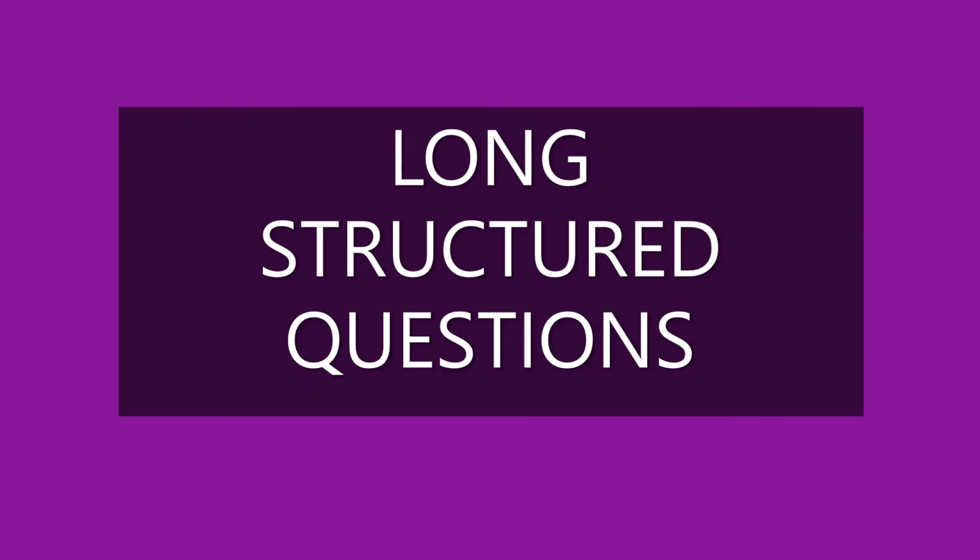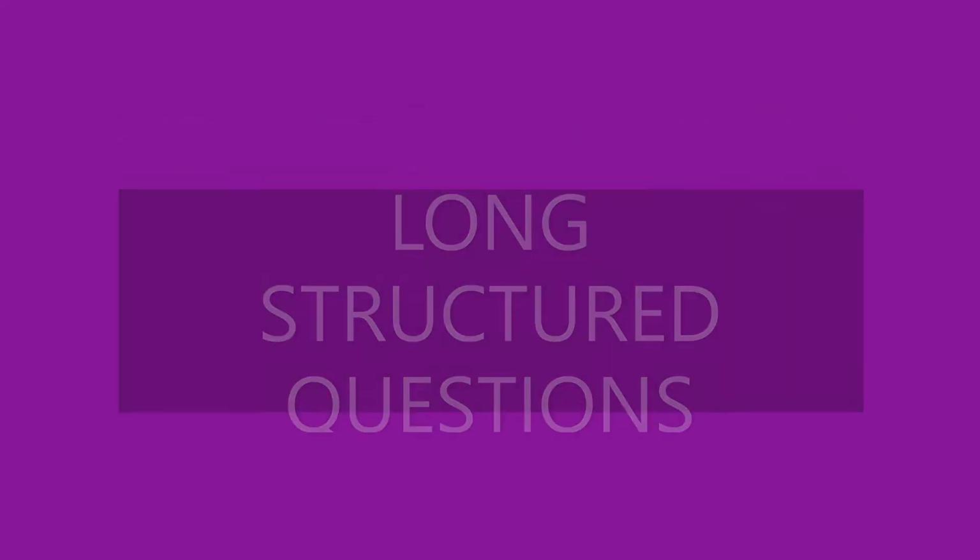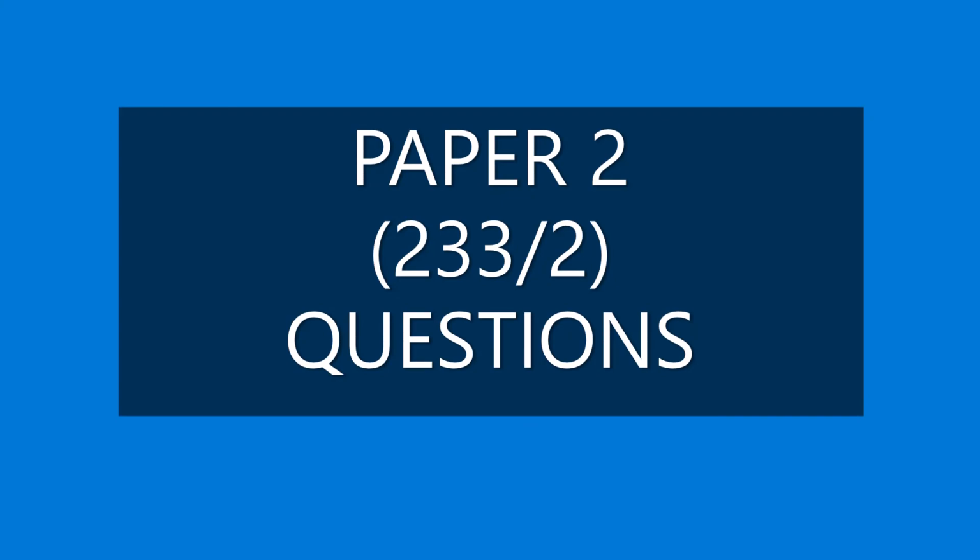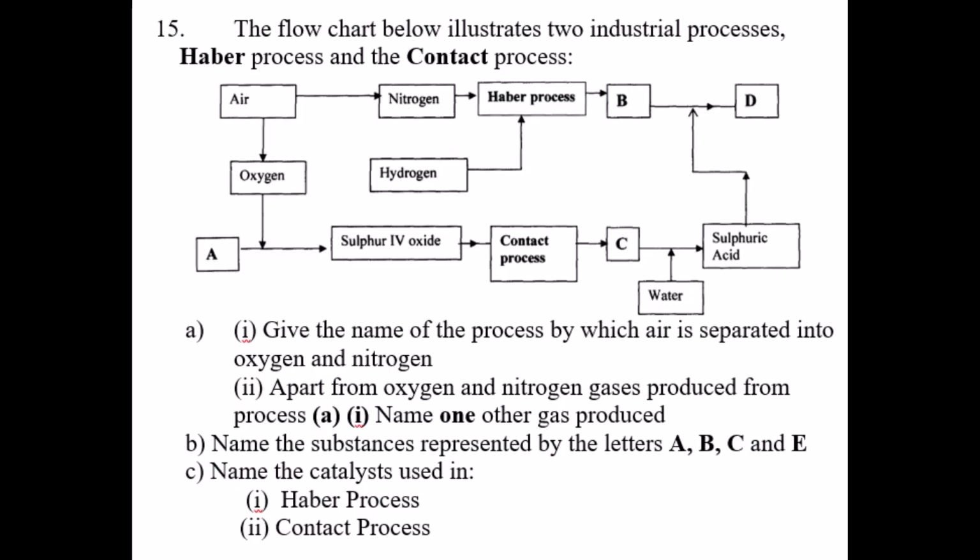Again, you can have long structured questions, mainly some questions that can appear in a paper too. Look at that one. This is a flow chart. First of all, you start with air, nitrogen and oxygen is obtained. Then Haber process, you go to B all the way. All that you're supposed to do, study the flow chart, then attempt the questions. Like this one, just pause the video and attempt the questions.